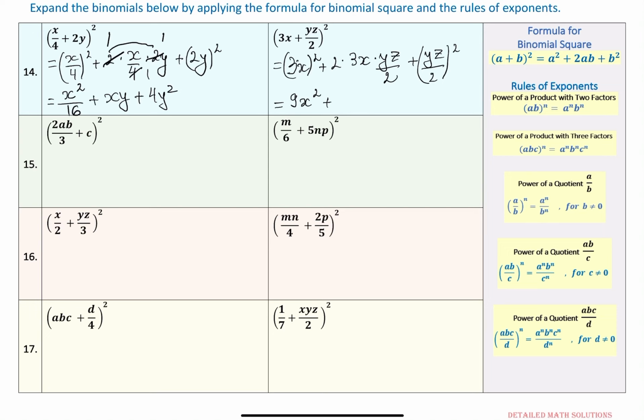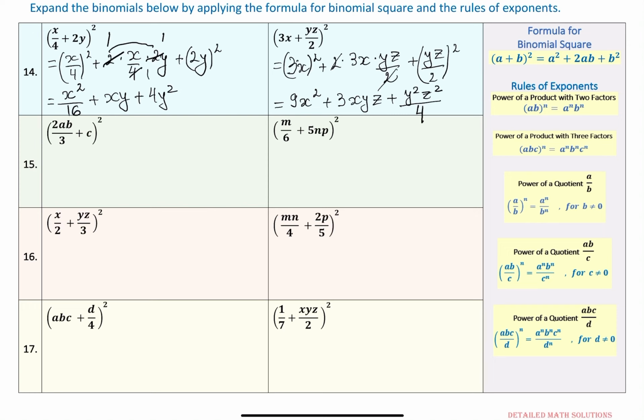Plus, we have 2 in the numerator and 2 in the denominator. They cancel out, therefore what's left is 3xyz plus yz over 2 in parentheses squared. We can simplify this by using power of a quotient ab over c. So this equals y squared z squared over 2 squared, which is 4.